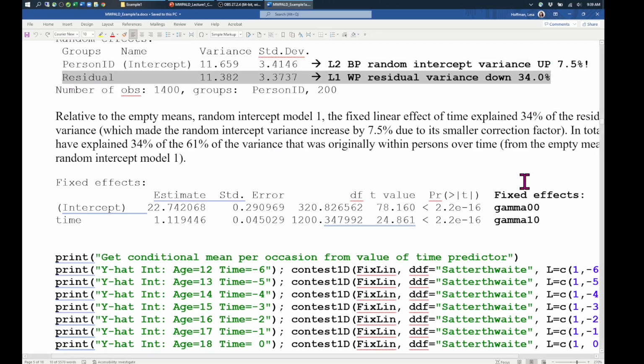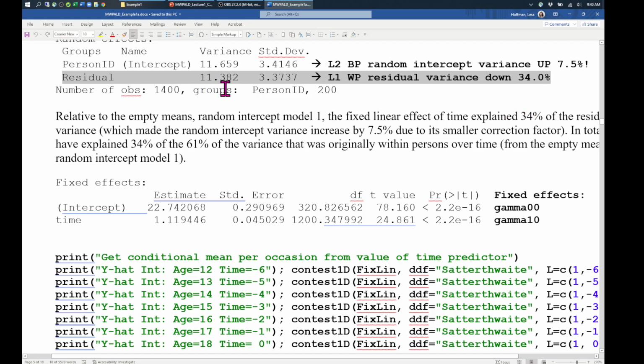That is as it should be, because what we had previously were just means with no slope, and we've added a slope. So what used to be residual error around the line should be less if we draw a better line. So we drew a sloped line instead of a flat line, and that explained 34% of what we were calling within-person variation actually had to do with which occasion was which.